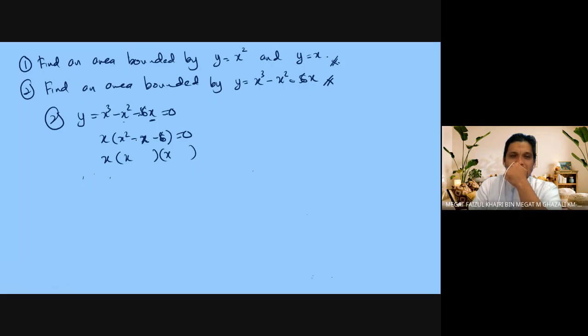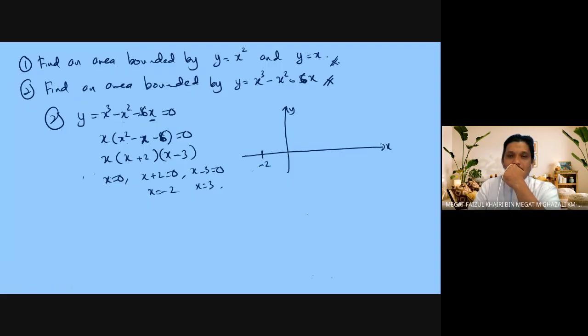So then x and x. The constant is negative, so negative 3 and plus 2. x times x, x squared. x times negative 3 and 2, negative 3 plus 2, negative 1. 2 times negative 3 equals negative 6. Sorry, it's supposed to be 6. Okay, so now from here, we find that there are 3 values of x. x equals 0, and x plus 2 equals 0, and x minus 3 equals 0. x equals negative 2 and x equals 3. So negative 2, 0, and 3.